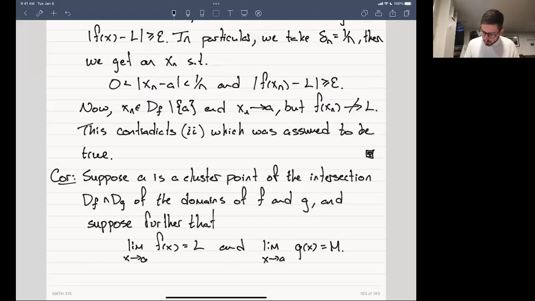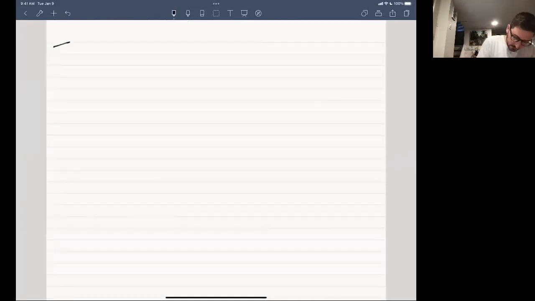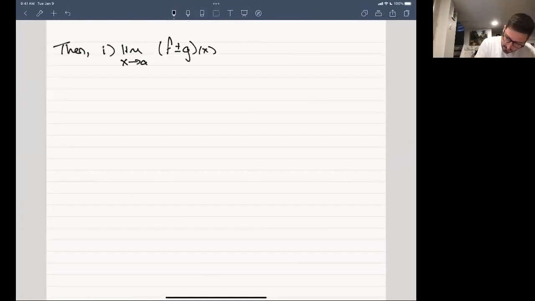This is similar to what we did with algebraic combinations of sequences, right? This is actually going to be the algebraic combinations of sequences version for functions. Let me list all of the results on the next page here because I'm out of room, but here's the idea. I assume that I have two functions that as x approaches a, their limits exist. I call those limits L and M. Then what happens? Then 1, the limit as x goes to a of, if I add or subtract these two things, this becomes the limits added or subtracted as well.